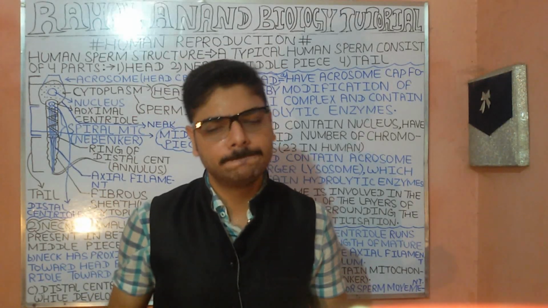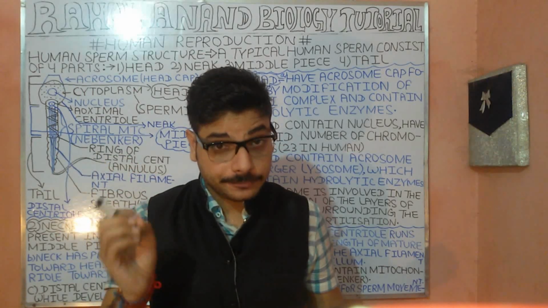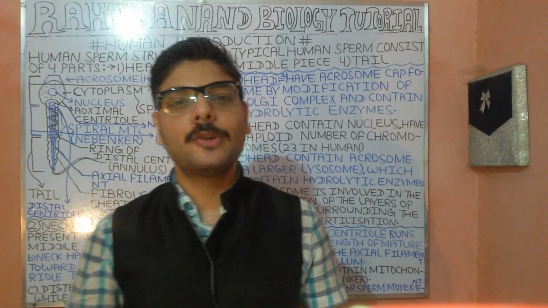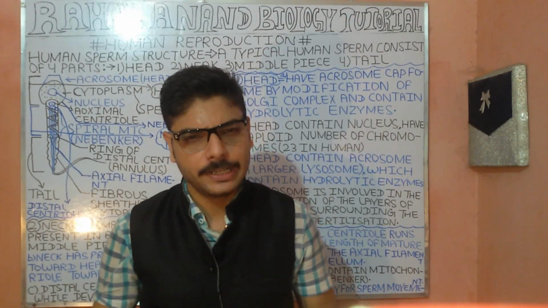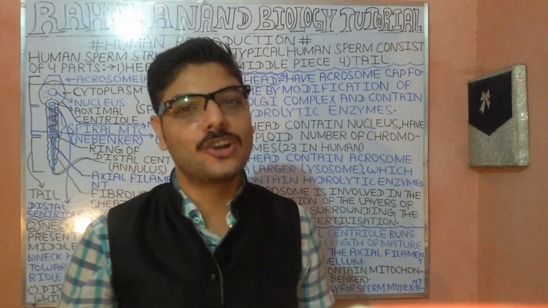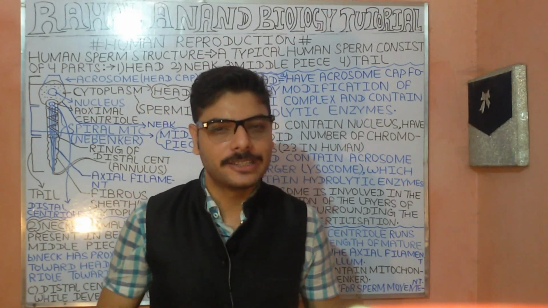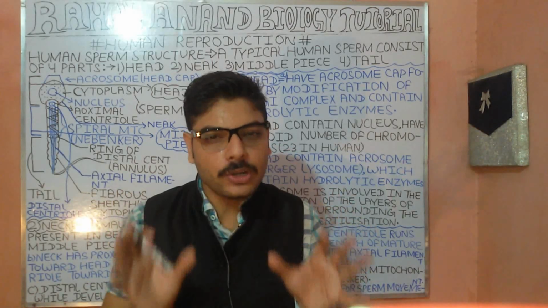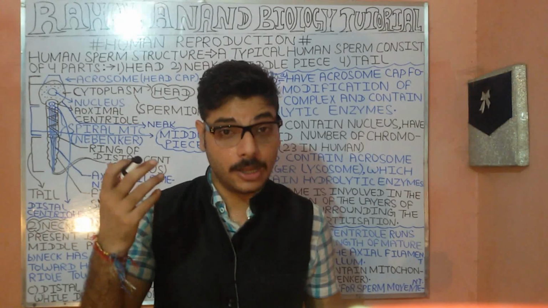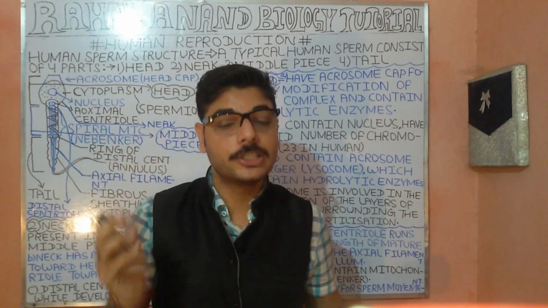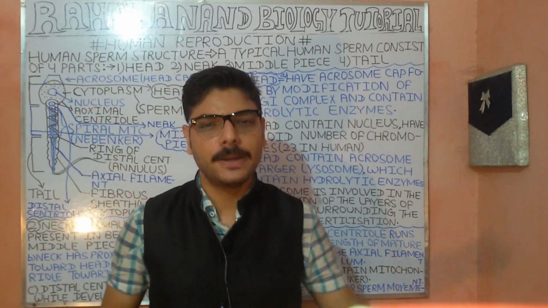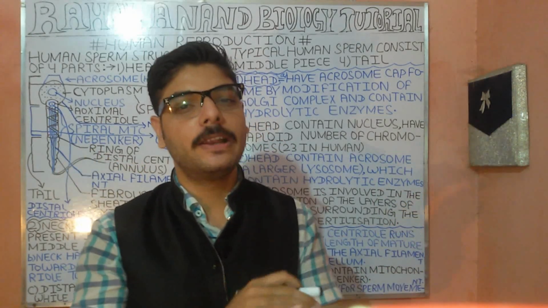Often these are known as the Nebenkern. As for the role of the mitochondria, it provides energy to the sperm, the sperm present in this part of the human male sperm.